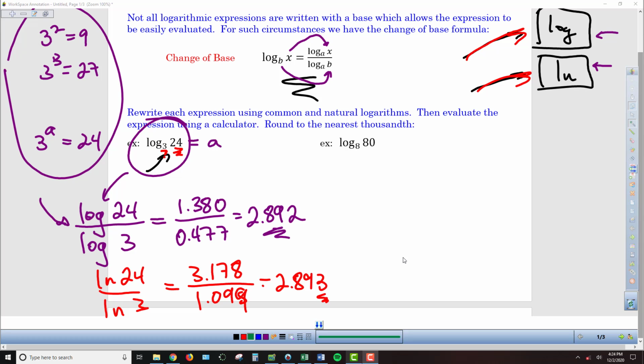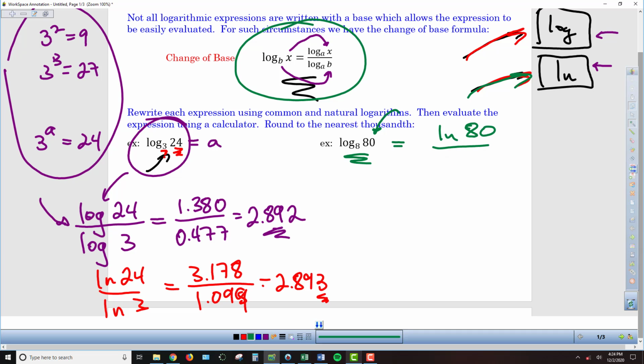For the second example, we'll only do this one once, and I'm just going to go ahead and change it to natural logs instead of the common logs, just for variety's sake. And so I'm going to follow the same pattern that we see up here. The number that we're taking the log of is going to go to the numerator. The base of our logarithm is going to go to the denominator. So I'm going to rewrite this as the natural log of 80 over the natural log of 8.